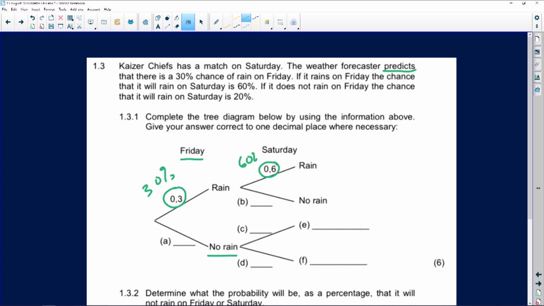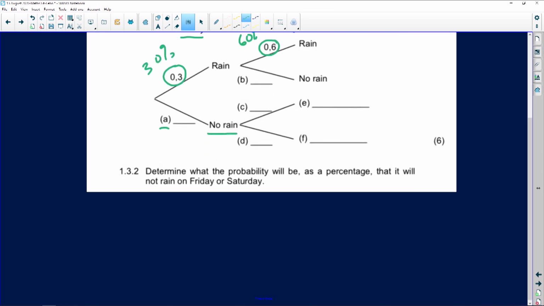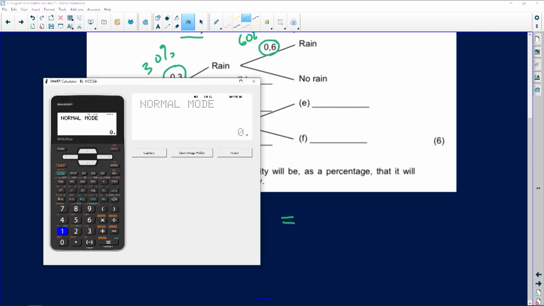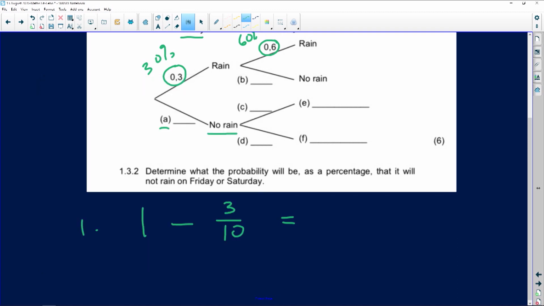Easy peasy. How would I find A? I told you everything is out of 1. Let's work that out. So I would say 1 minus 3 over 10, and that gives me 7 over 10. So I know that is 7 over 10, which is also 0.7. I filled that in, okay? And then if this is 0.6, it's out of 1, so this will be 0.4.